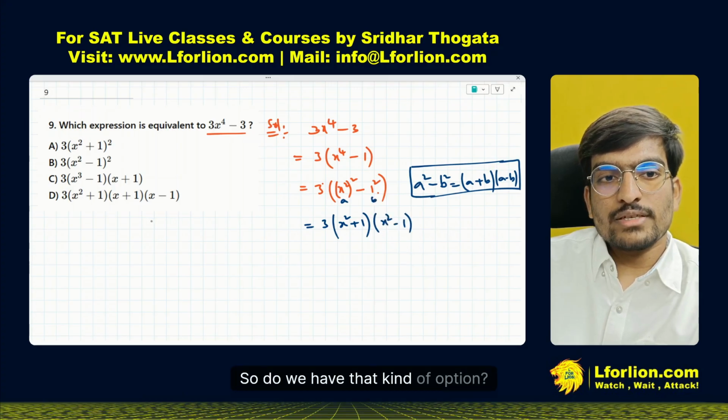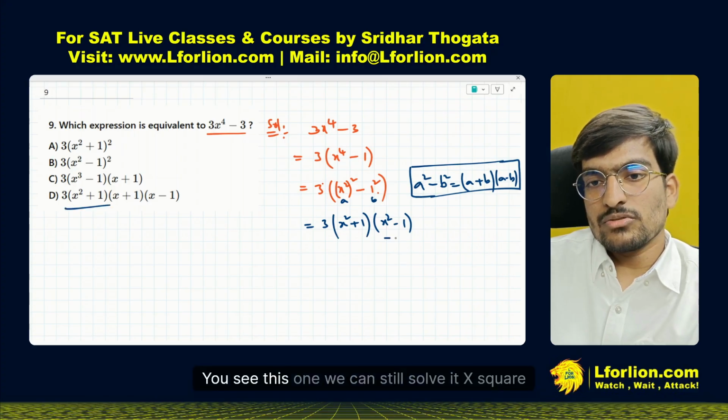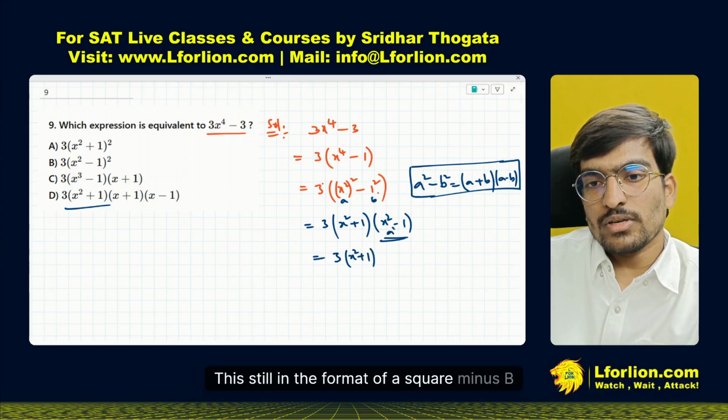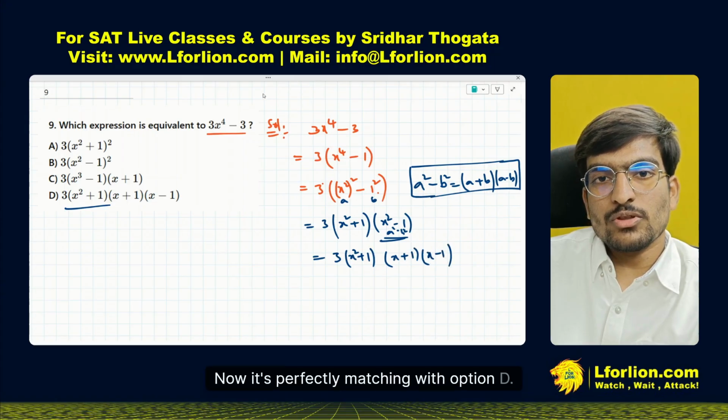So do we have that kind of option? 3 times x square plus 1 we have, but the others are not matching. You see this one, we can still solve it. X square minus 1 is still in the format of a square minus b square. So a plus b, a minus b. Now it's perfectly matching with option D.